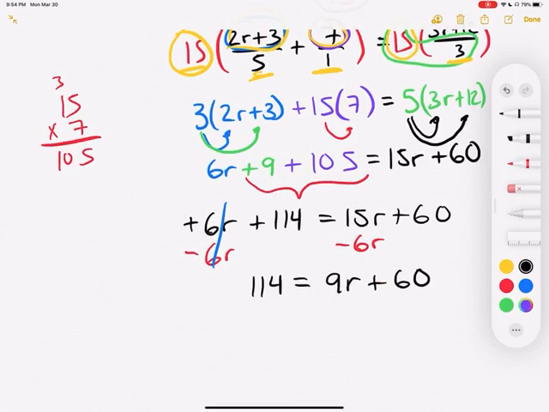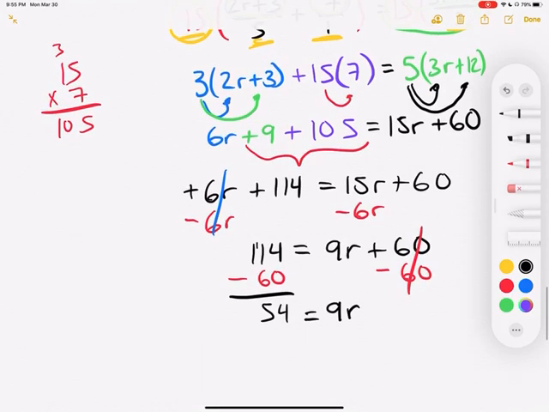plus 60. And now I'm going to get rid of this 60, which is on the right side. I'm going to try to send it to the left side. So subtract 60 from the right side, subtract 60 from the left side. So I cancel out the 60s on the right side. Now I can do the subtraction on the left side. So that should be 54. 54, yeah. So 54 equals 9r.